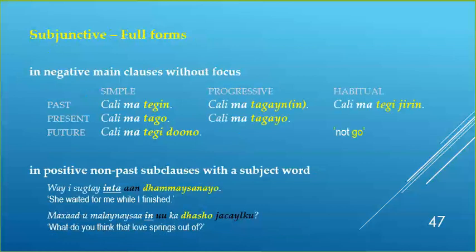In the subjunctive forms, the full subjunctive forms are used in negative main clauses without any focus. And yeah, the same clause in all possible forms. Ali didn't go, Ali doesn't go, and so on. But it's also used then in positive non-past subclauses that contain a subject word. So if we have a subject word, an or u here, or even the noun is here, the subject, ja'alku, we get the subjunctive since it's not past tense.